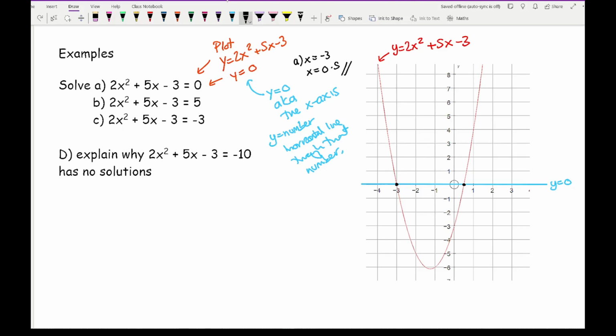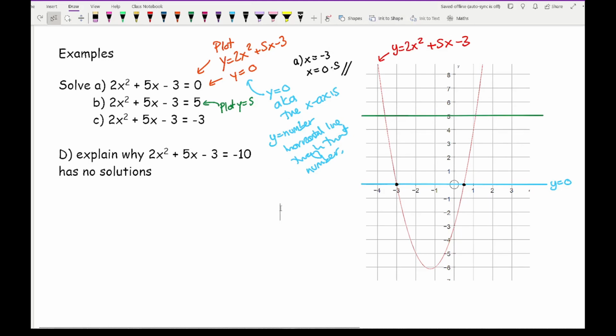Then for question B, where it says 2x squared plus 5x minus 3 equals 5, again, we don't necessarily need to make this equal to 0. What I need to do for this one is plot y equals 5. I don't need to plot the quadratic because that's already been plotted. So I just need to draw a horizontal line through y equals 5, like so.